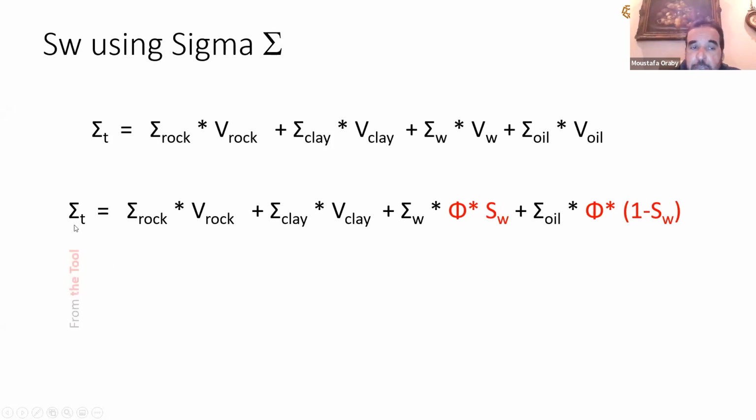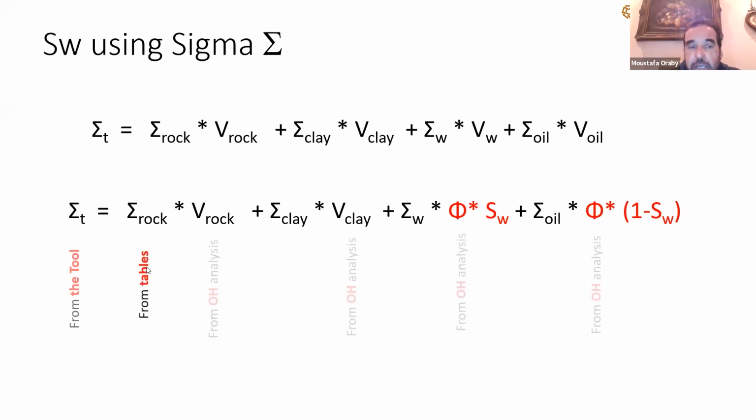How can I get the sigma total? That's what the tool will measure: total sigma, total absorption. How can I get the volume of rock, the volume of clay, the porosity? I can get that from the open hole. It's not going to change between open hole and cased hole. The limestone volume or sandstone volume or whatever, it's there. Clay volume is not going to change. Porosity is not going to change. The only thing that changes in the cased hole is the fluid.